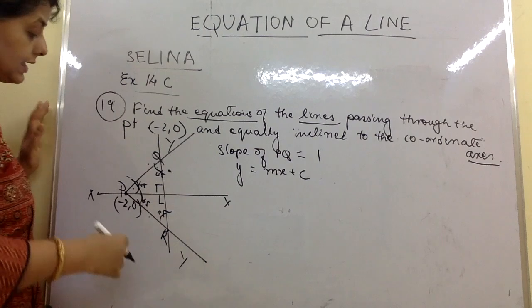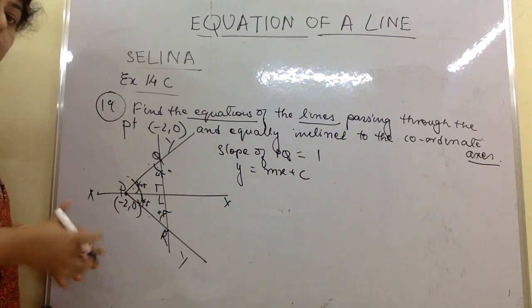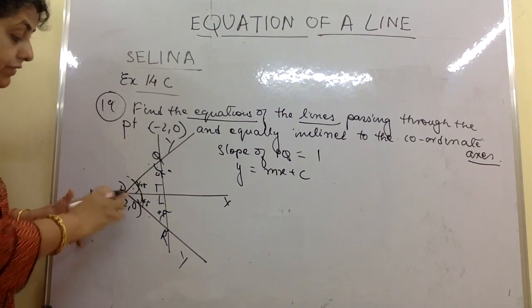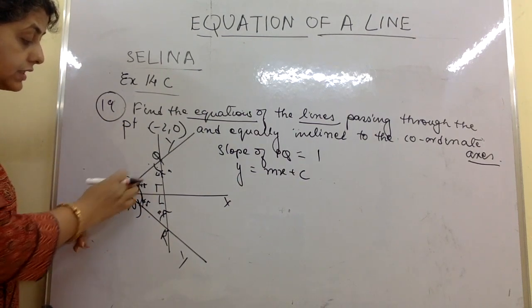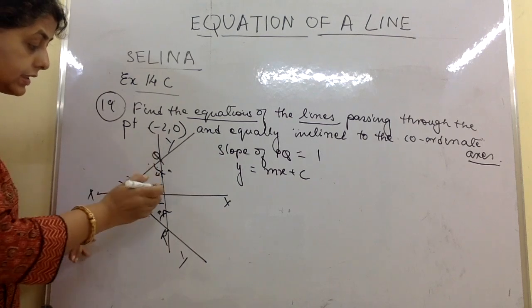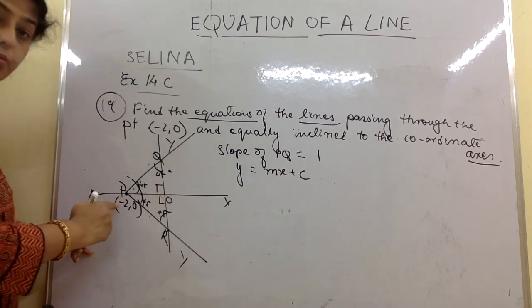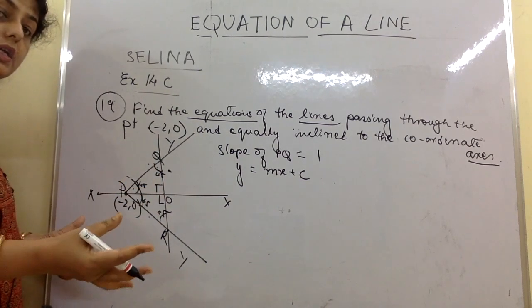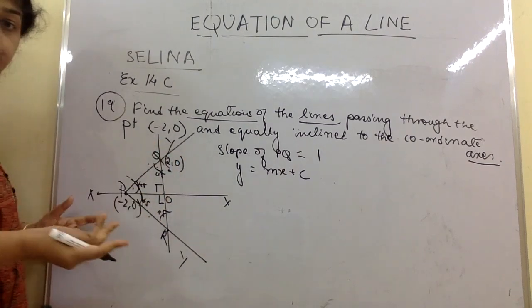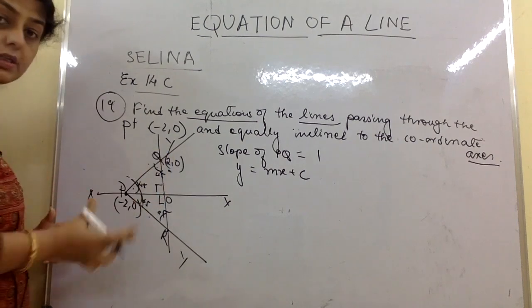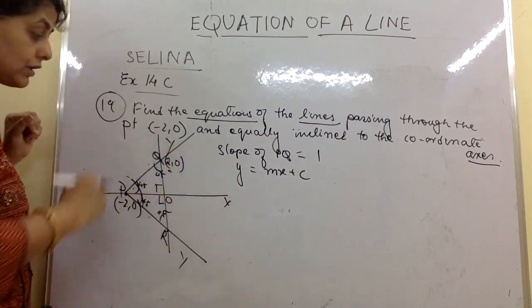Now I can think in two ways. One is, even without calculation I can find the value of c. Why? Because if these two are equal, that means OQ is equal to OP, which means it's an isosceles triangle. If it is an isosceles triangle, then this has to be 2, 0, because this length has to be equal. So we got the value of c also.